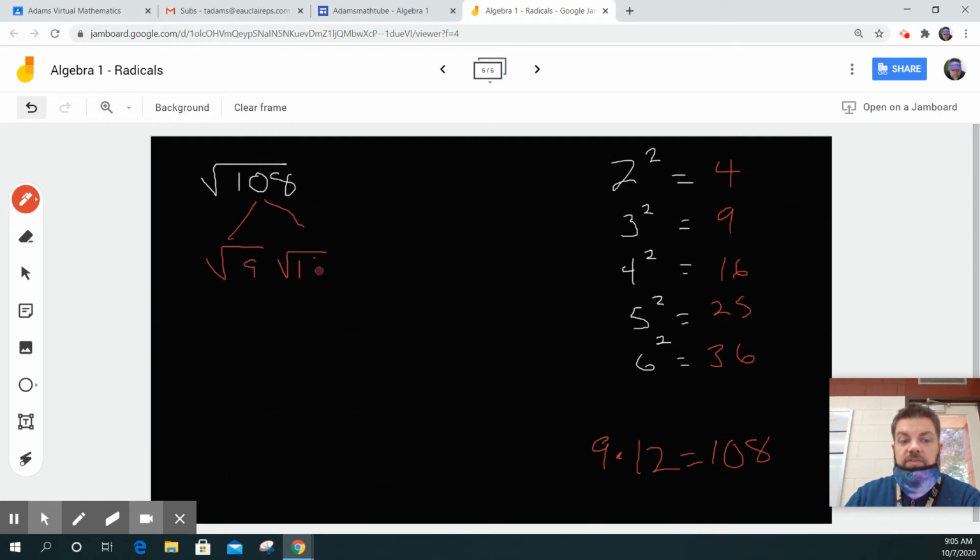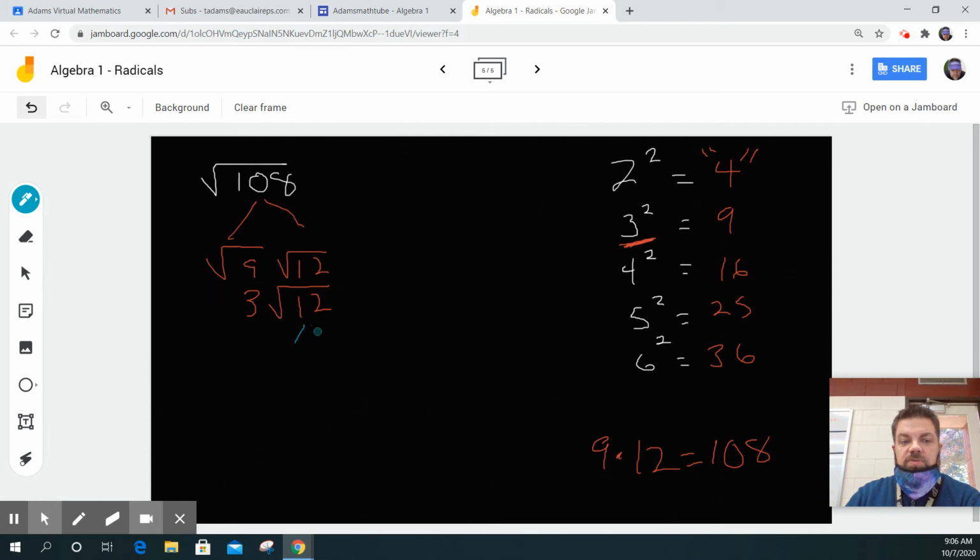So what I'm going to do is this can be rewritten as the square root of 9 times the square root of 12. Well, the square root of 9 is actually 3, right? Because that's what I'm squaring to get 9. So when I take the square root of something, I go backwards. But then I got 12 here, and I'm noticing that 12 is divisible by 4. So if 12 is divisible by 4, I can simplify the square root of 12 as well.